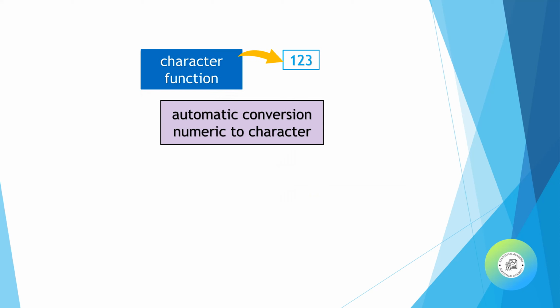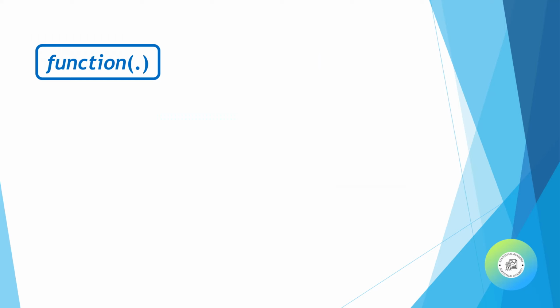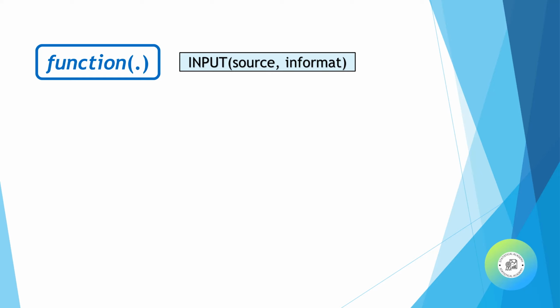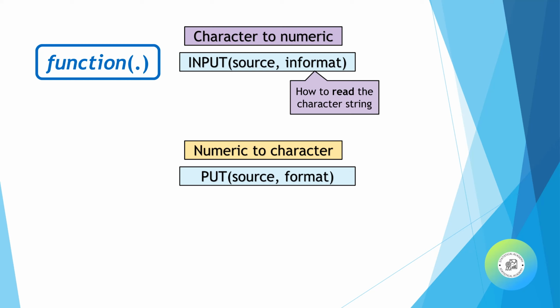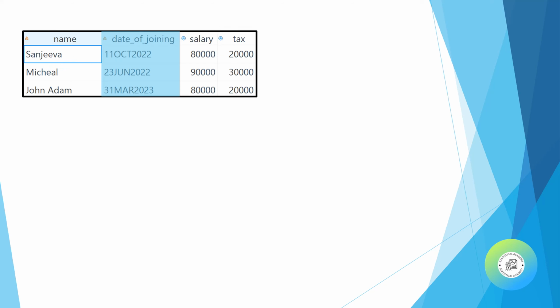Similarly, if you use a numeric variable in a character expression, SAS attempts to convert the values from numeric to character. Sometimes it might work, and other times you might get unexpected results. To control data conversion from one type to another, you can use special functions. The input function converts a character value to a numeric value by using an informat to indicate how the character string should be read. The put function converts numeric values to character values by using a format to indicate how the value should be written. Let's start by looking at the input function.